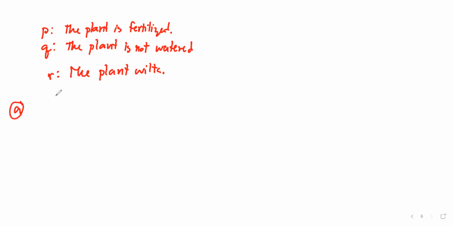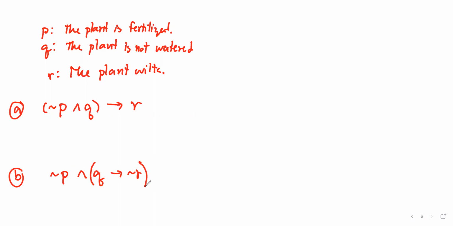In part A, I ask you to convert from the symbolic form, negation of P and Q, then R. For part B, negation P, and Q then not R. So the parentheses are in a different location, a different grouping. In this case, the left hand side of the arrow is together as a quantity, and the right hand side is another statement. So we consider this as the main connective, the dominant connective, where in part B, the and is the main one.